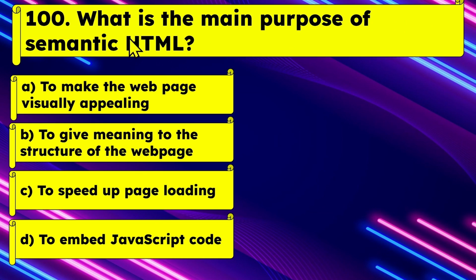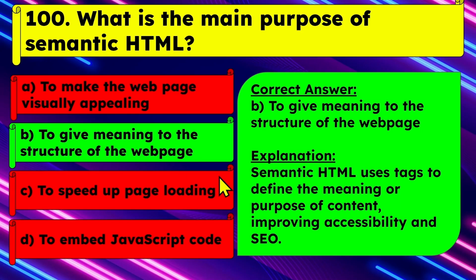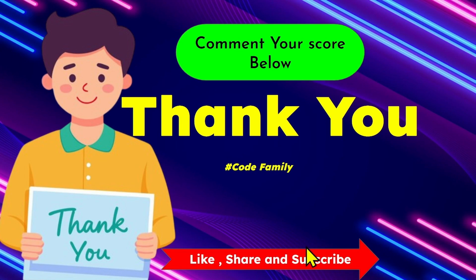Next question is, what is the main purpose of semantic HTML? Option A says to make a web page visually appealing. Option B is to give meaning to the structure of the web page. Option C is to speed up page loading, or option D is to embed JavaScript code. So here the correct answer is option B. As you can see, semantic HTML uses tags to define the meaning or purpose of the content, improving accessibility and SEO. And with this question, we reached the end of this video.